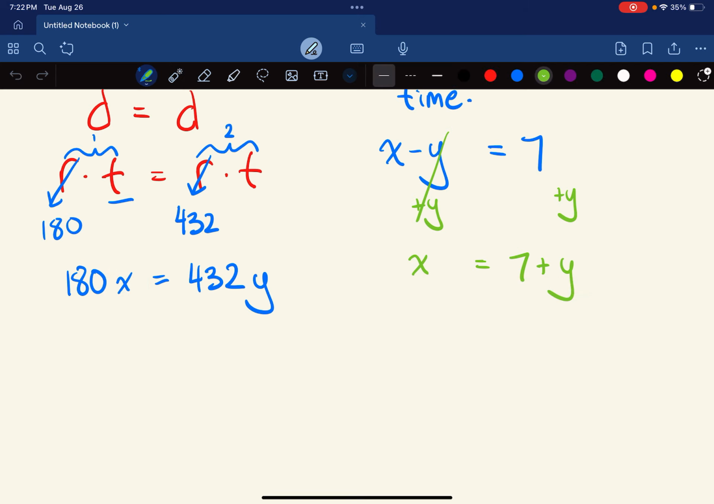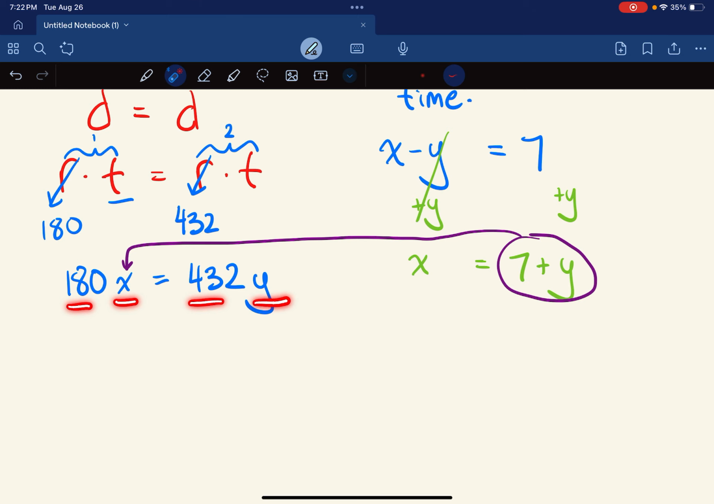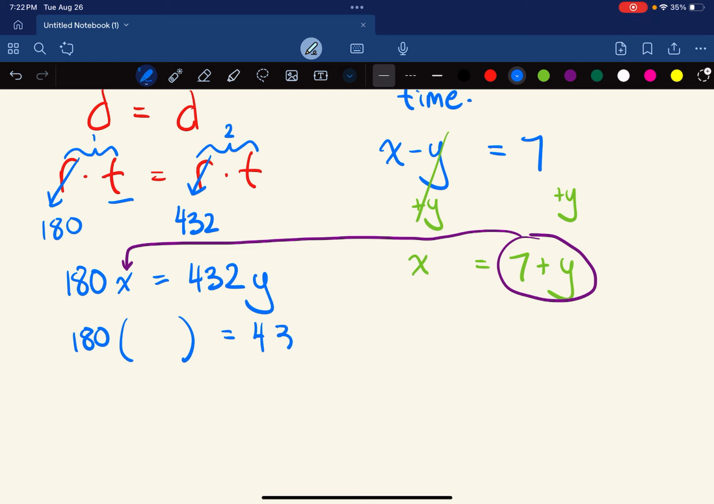So here comes the substitution. I'm going to draw an arrow so that everyone can follow me. This 7 plus y is being substituted in for this x. I'm going to rewrite every one of these, I guess five of these symbols. And here it goes. I say 180. I want to go back with blue, I like my color coding. 180, there's my x, I'll leave it blank for now, is equal to 432y.